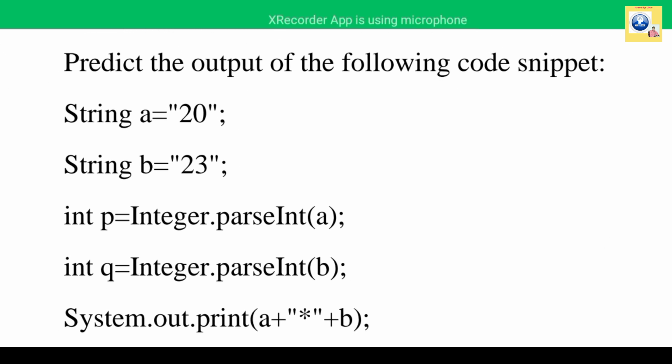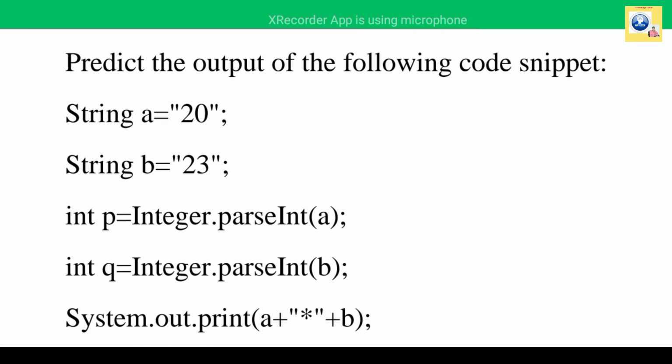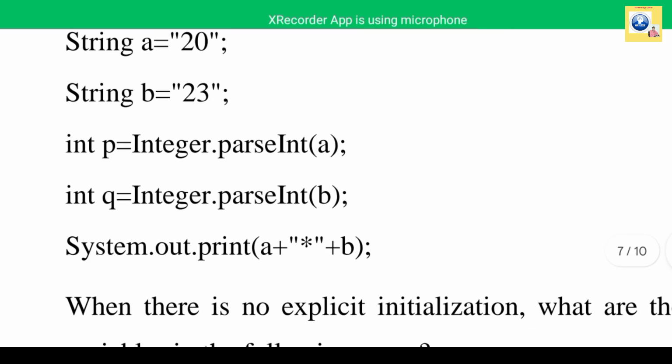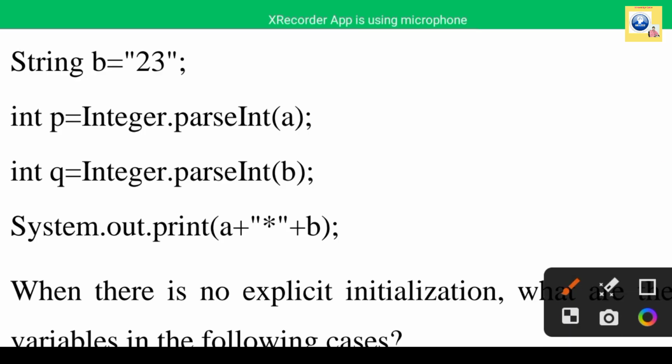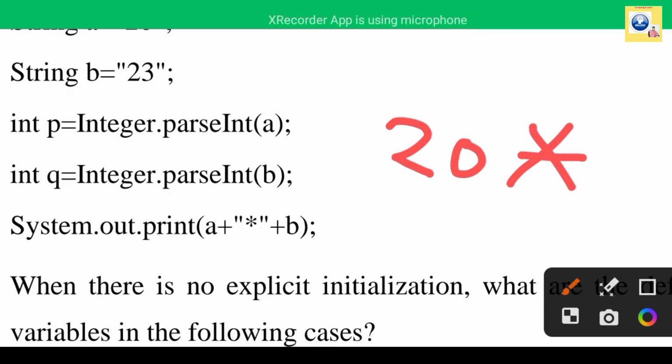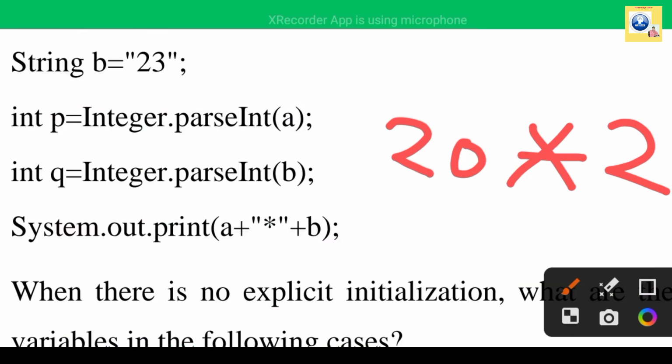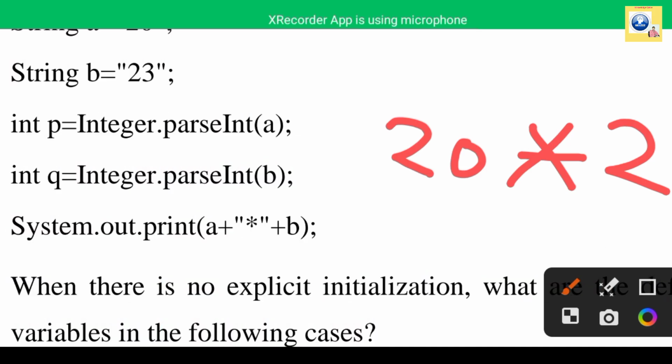Predict the output of the following code. Question number 8 we have to see. String A equal to 20, string B equal to 23. Remember, these are not numbers, these are strings. But using the parseInt method of the Integer class, we have converted these string values into numbers. Okay, and we are printing them. So we have printed A, which is how much? It was 20, so 20 will come. Again one asterisk symbol is there, so that symbol will come. And then the B value is 23. So the output will be 20 and then the multiply symbol and 23. The multiplication result, the product, is not going to be displayed. Only these numbers will be displayed with the multiplication symbol.